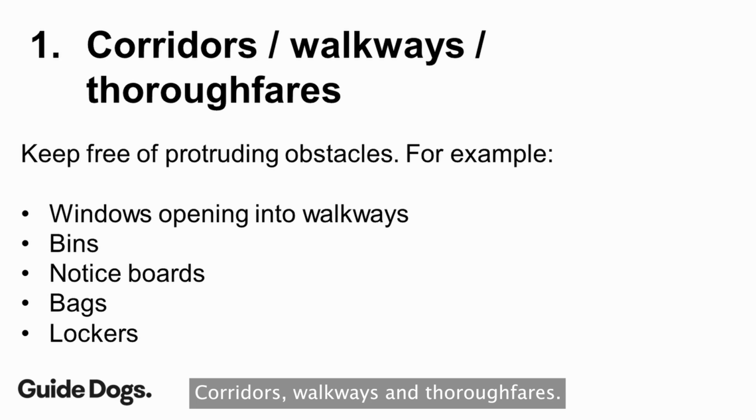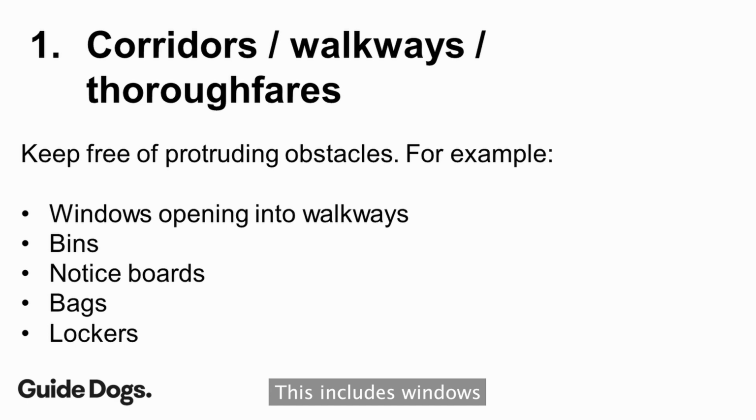Corridors, walkways and thoroughfares. All corridors, walkways and entrances should be kept free of protruding obstacles. This includes windows that open out into walkways, fire hydrants, bins, notice boards, bags, lockers, chairs and tables. These obstacles should be moved or have protective barriers placed around them.